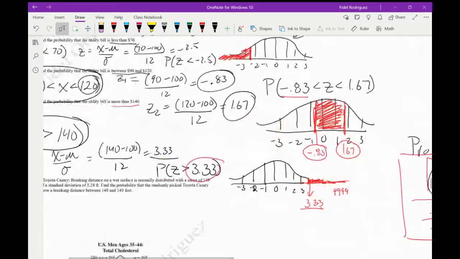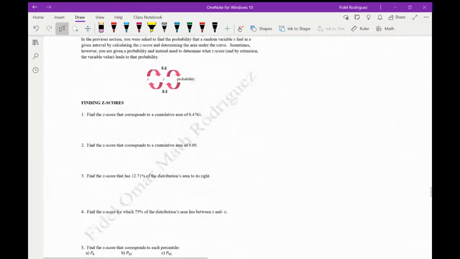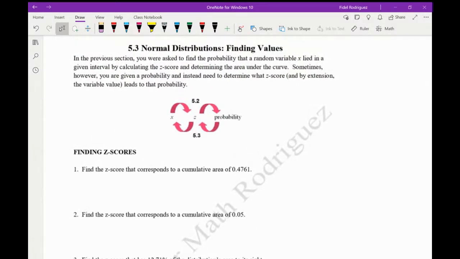Okay. So I was doing this with my other class right before you guys started, and so now I'm going to walk you through the process on doing 5.3. So 5.3 is normal distributions. And it says in the previous section, we were asked to find the probability. You know what? I don't even know if I hit record. Did I? Yes, we're recording. Okay, good.